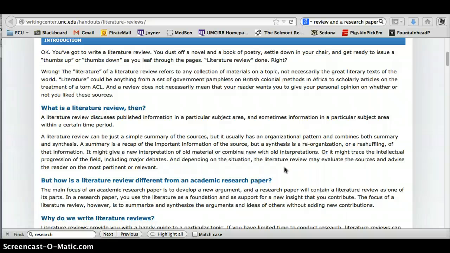So a research paper will contain a literature review. A literature review, in other words, is one piece of a research paper. The research paper uses the literature as a foundation and as support for a new insight that you contribute. So in other words, the literature review section is parallel to your methodology, right?